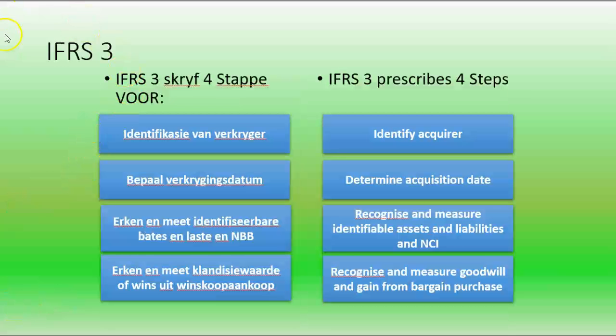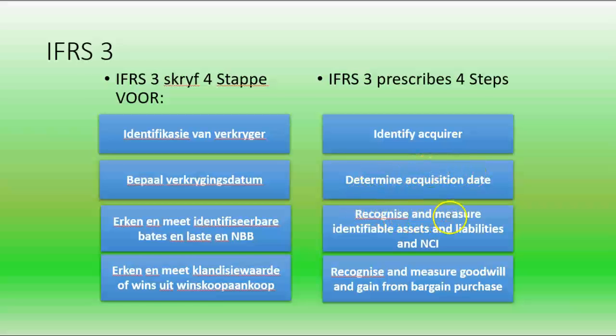Now, IFRS 3 prescribes 4 steps when we're going to do consolidated financial statements. It says, number 1, identify the acquirer. Who is buying the assets? Who is investing, in other words? The second thing, which is extremely important, is what was the acquisition date of this acquisition? When did we make the investment?